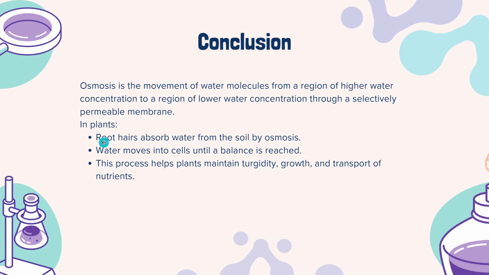And in plants, how does this help? We saw that root hair absorbs water from the soil by osmosis, and water moves into the cell until a balance is reached, right? We saw how water moves into and out of the cell, and how three types of solutions play a role: hypotonic, hypertonic and isotonic. This process helps plants maintain turgidity, growth and transport of nutrients. Osmosis helps in maintaining plant turgidity and growth, because the root hair absorbs the water and helps in the transport of nutrients, right?